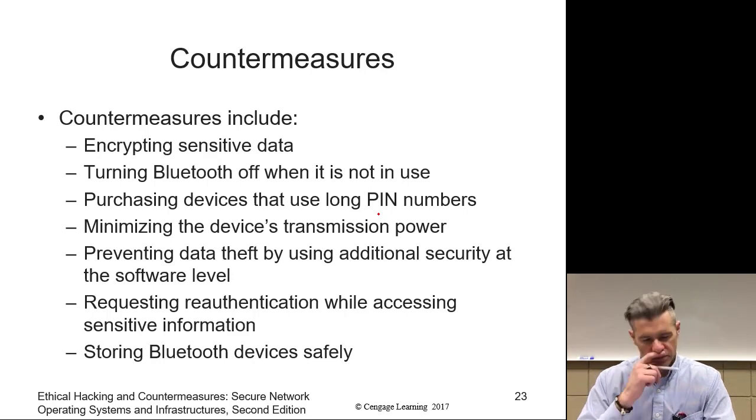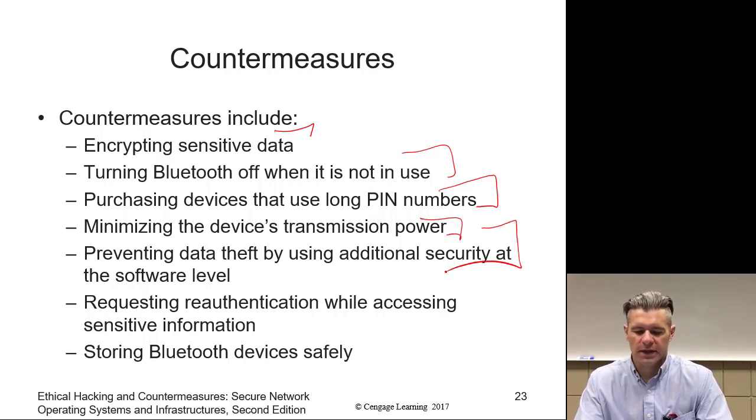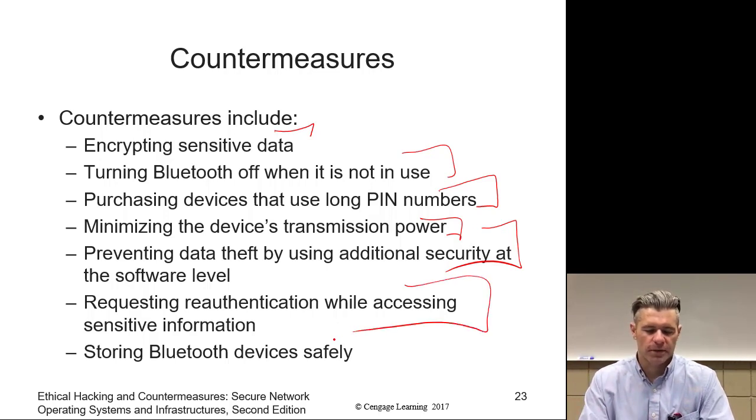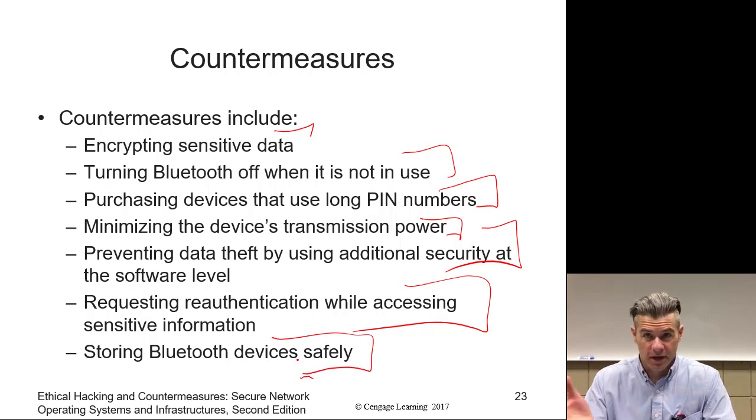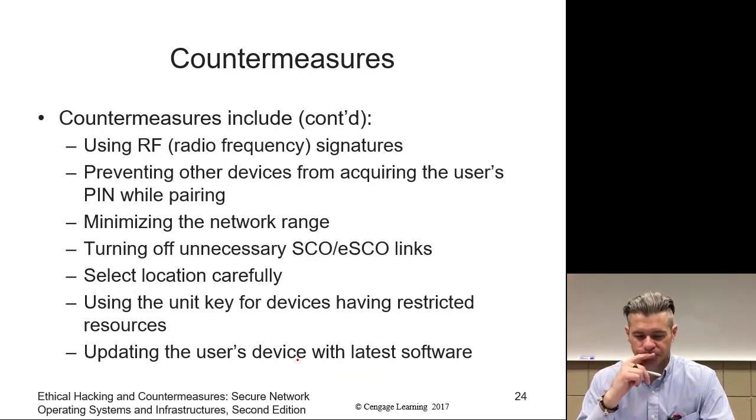So you have protection. You can encrypt things, or not use Bluetooth. If you've got a device, make sure it implements security properly. Generally speaking, buy from a reputable company. Turn down power if you can do that. Don't let any other software get installed if you can prevent it. If you're going to send sensitive data, you might want to re-authenticate, and then store devices safely in a Faraday cage, or make those Faraday bags now.